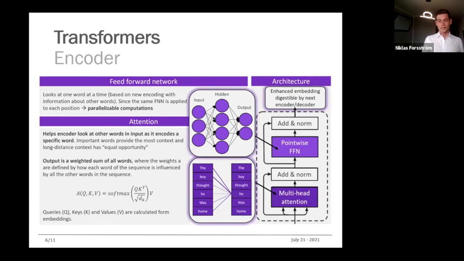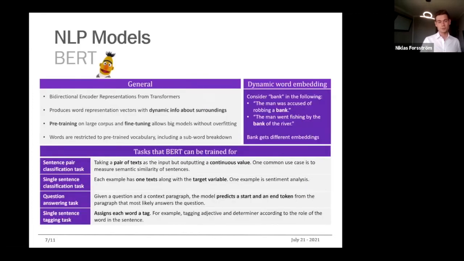So, with that said, these encoders really make up what's called the BERT model. So we're going to talk about that model now. And BERT took the world by storm when it came out, because it became state of the art for a number of NLP tasks. It stands for bidirectional encoder representation from transformers, and transformers are the components that we just discussed. In a nutshell, you could say that BERT is made up by stacking these transformers on top of each other, or more precisely, the encoder part of these transformers. What BERT does is internally it produces a word representation vector with dynamic information about surroundings.